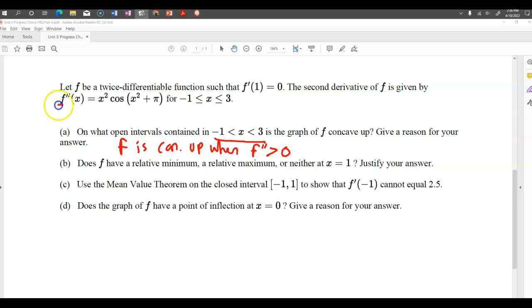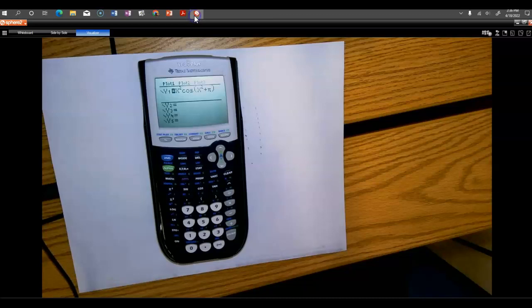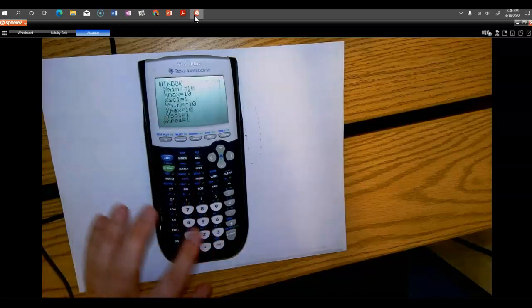Now, since they've given me the equation of f double prime, I just need to find out where that graph is above the x-axis. And anytime this is above the x-axis, that means it's greater than 0, which means that f is concave up. So let's go ahead and go to our graphing calculators here. And we'll type in the equation. Then we'll push graph. And we don't like that window. We want to see from -1 to 3.